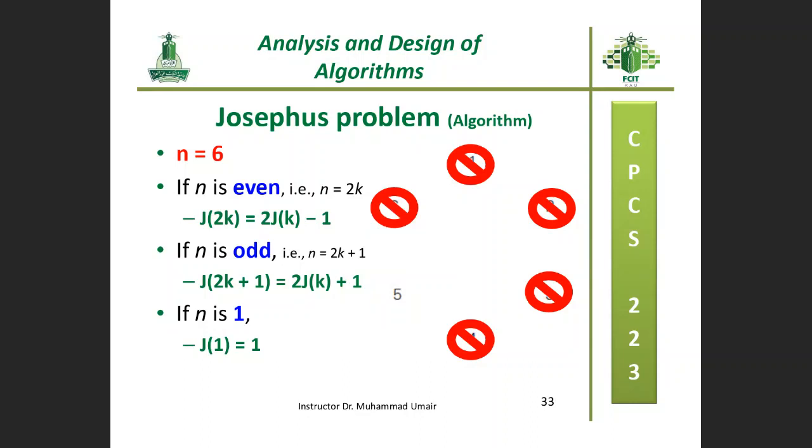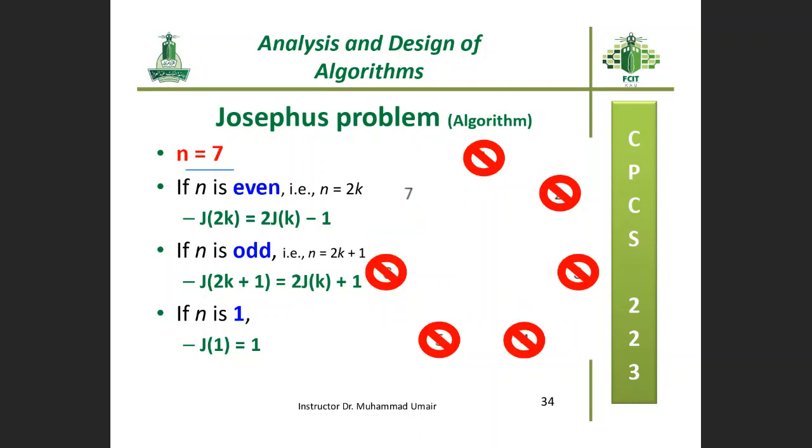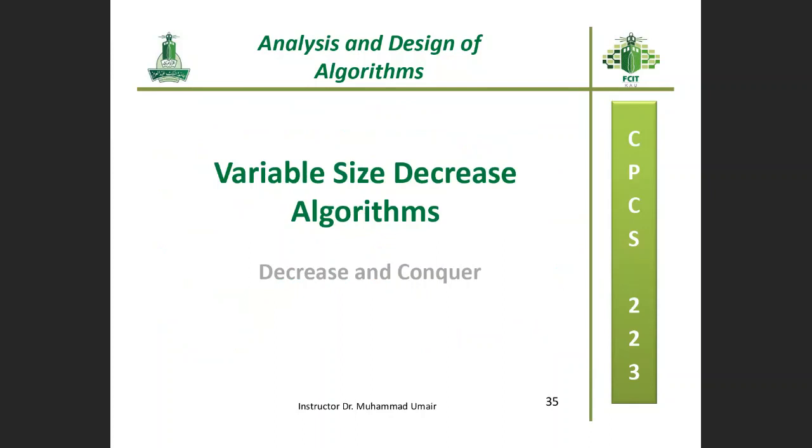So similarly, two examples have been solved here, with n equal to 7. The person who is standing at number 7 will survive. So verify these results using this formula. This is your exercise, and inshallah we will start the next portion, decrease by variable size, next time. Okay.